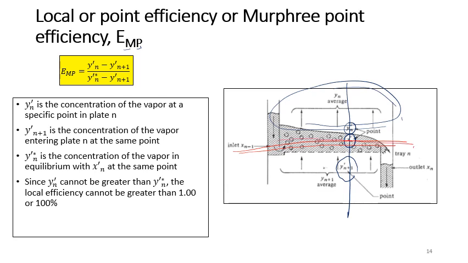But for point efficiency, we are assuming different composition at different points in the column. If you were to move to this side, you will have different y, different xn, and different y sub n plus 1, and so on. If you want an average composition, you have to have the composition here, the composition here, and here, and here, and you take the average. That will give you the composition of the liquid and vapor phase across the plate.